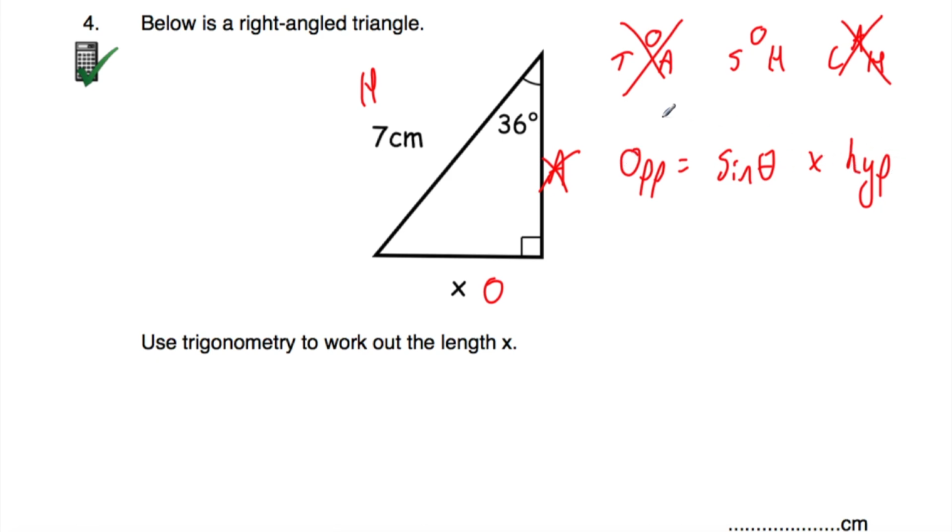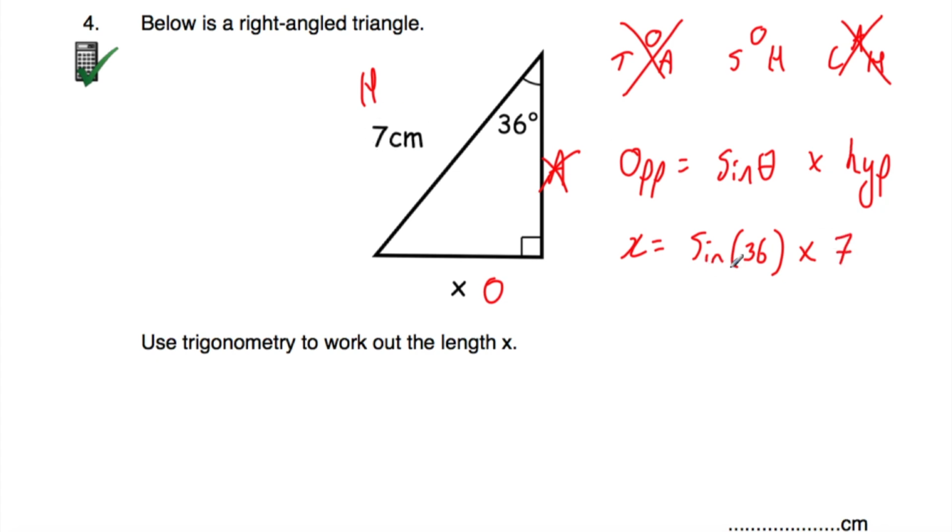So now let's replace these with what we've been given. So the opposite, so that's x, is equal to the sine of the angle, so that's the sine of 36. Now I put my angle in brackets here just because whenever I'm typing it into my calculator, it helps me avoid any issues, multiplied by the hypotenuse, and the hypotenuse is 7.